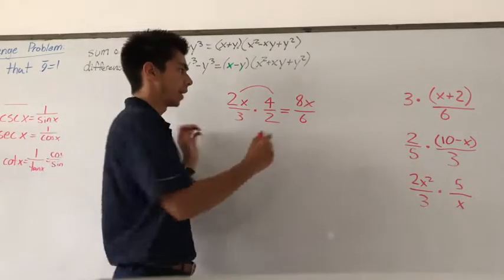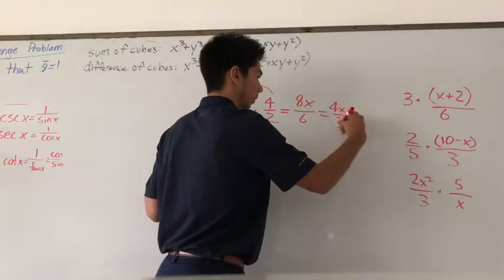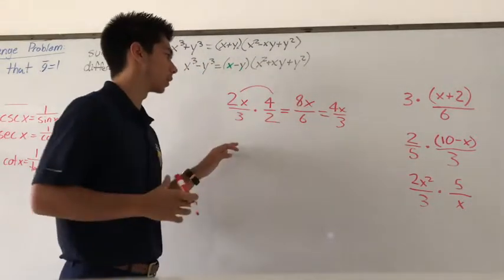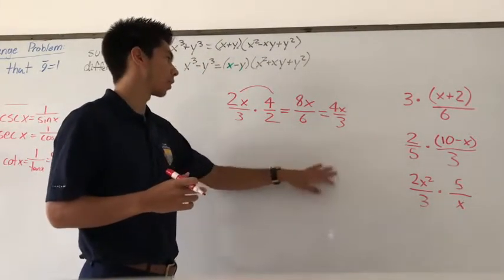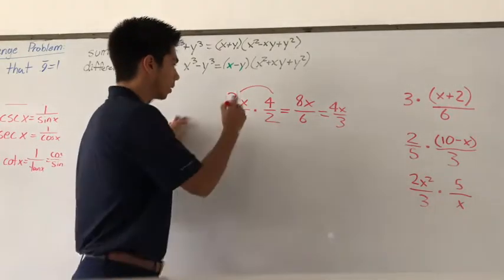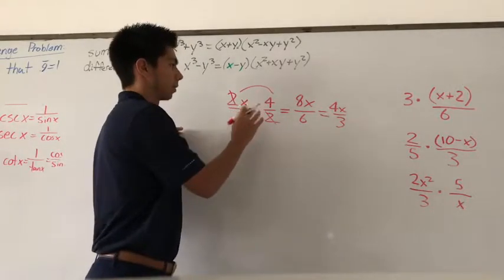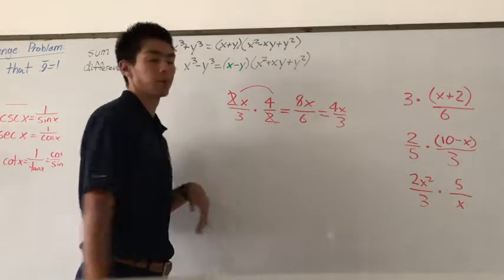And then if we simplify this, I end up with 4x over 3, because 2 is the greatest common factor of both of them, so I can pull it out. You could have also noticed that this 2 here and this 2 here would cancel out already, so you would have ended up with x times 4, so 4x over 3.